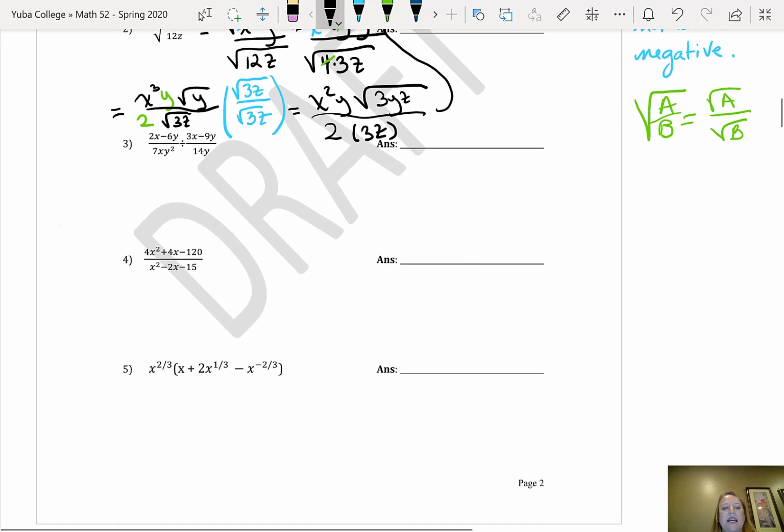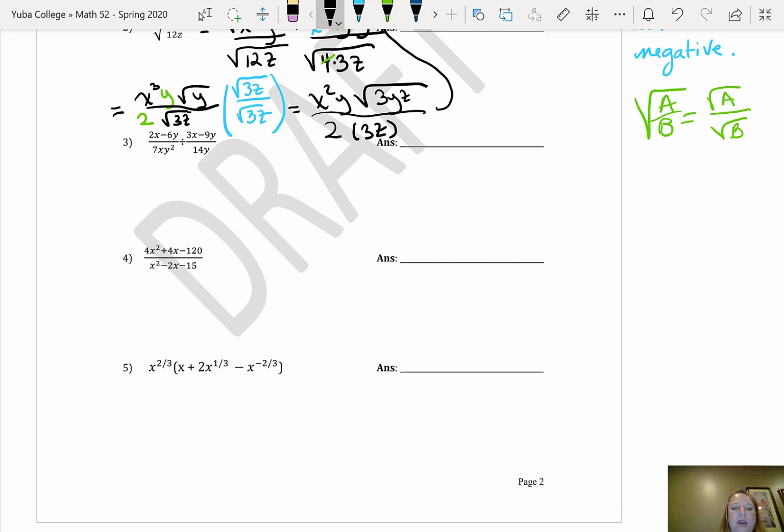Okay, so for the next problem, we have the following: 2x minus 6y all over 7x squared divided by the quantity 3x minus 9y, that all divided by 14y. And so when we have division of fractions, we want to rewrite that as a multiplication. So we're going to copy down the first fraction and rewrite it as multiplication of the reciprocal of the second fraction. While I'm doing that, I'm also going to be factoring.